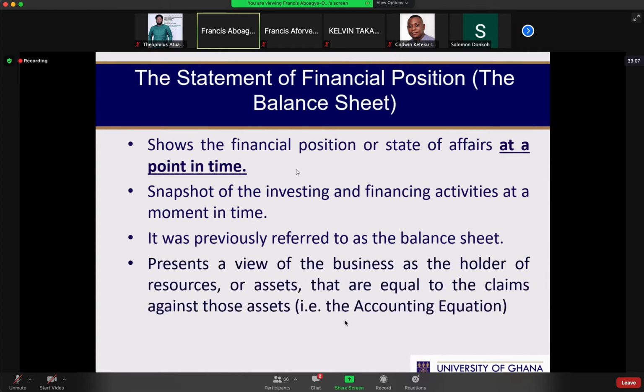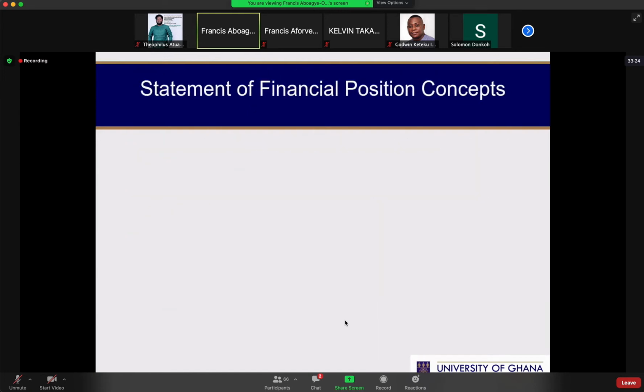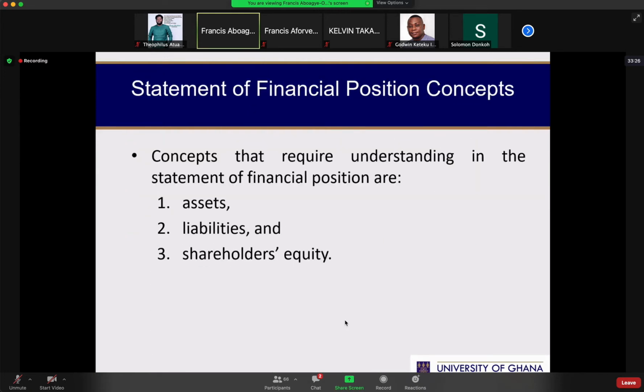Now, for the MBA class, what you are interested in will be what is in the statement of financial position, but not how to prepare it. So we are focusing on understanding what it is and interpreting it, rather than the mechanism of preparing the statement of financial position. Typically, the items that you see will be assets, liabilities, and shareholders' equity.